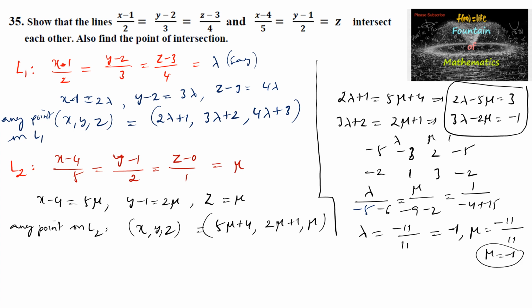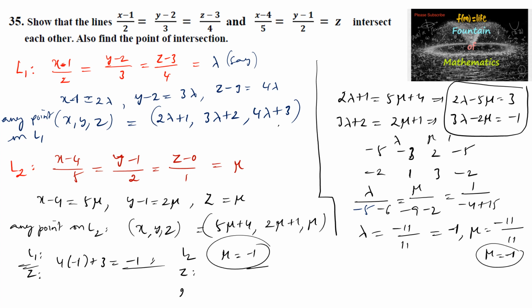Substituting lambda equal to minus 1 and mu equal to minus 1 in the third coordinate: on the first line, the z coordinate is 4 into minus 1 plus 3, so we get minus 4 plus 3, which is minus 1. Similarly, in the second line the z coordinate is mu, which is equal to minus 1. Both are the same.